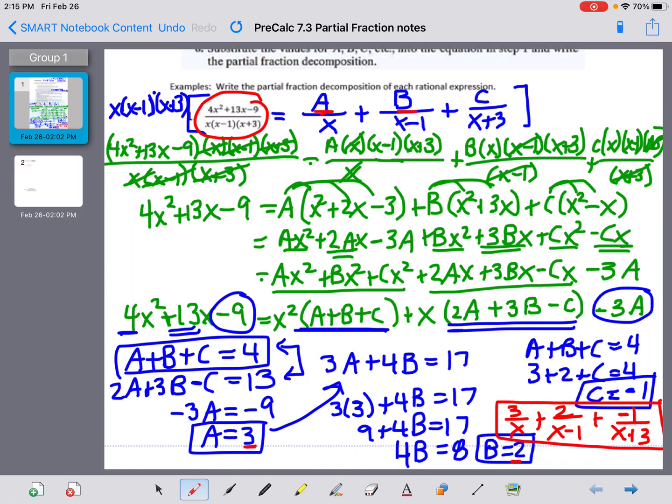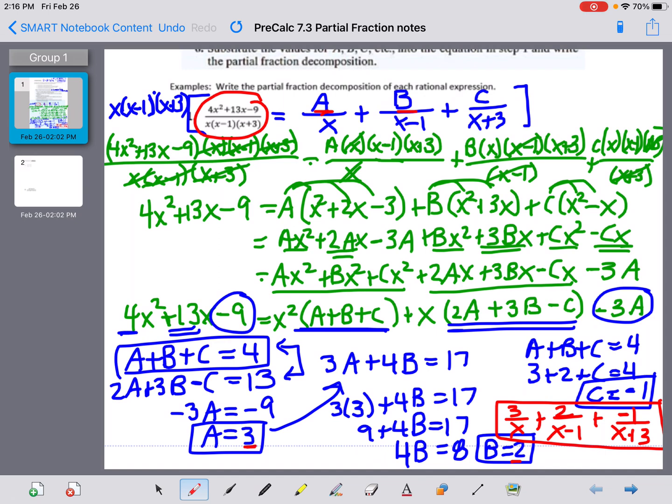Now, I keep saying can, we could, that type of thing, because this isn't the only three fractions that would ever give you that answer. But this is probably the simplest three fractions that would give you that answer. So there are other answers out there, but this is one partial fraction decomposition of that big fraction.